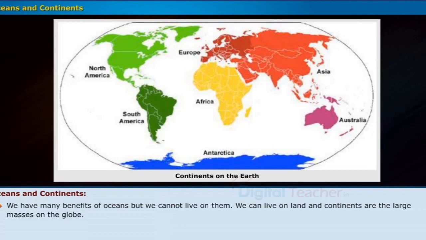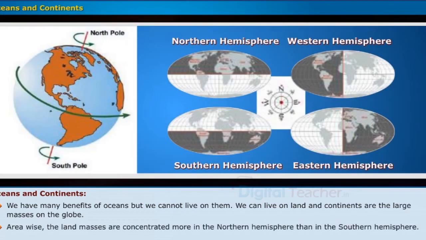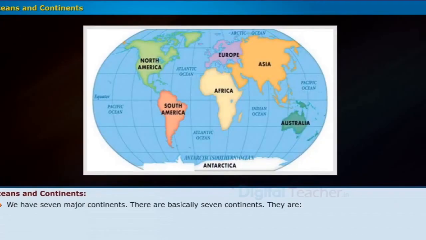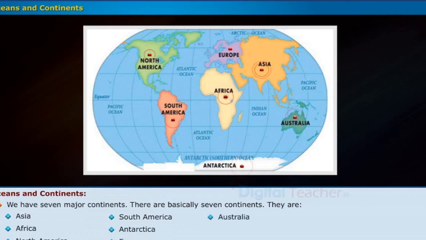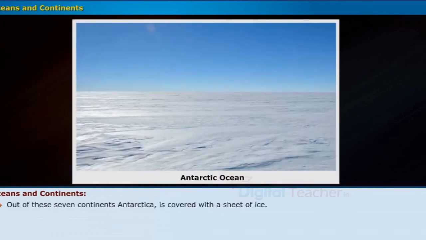We can live on land, and continents are the large masses on the globe. Area-wise, the land masses are concentrated more in the northern hemisphere than in the southern hemisphere. We have 7 major continents. There are basically 7 continents. They are Asia, Africa, North America, South America, Antarctica, Europe, Australia. Out of these 7 continents, Antarctica is covered with a sheet of ice.